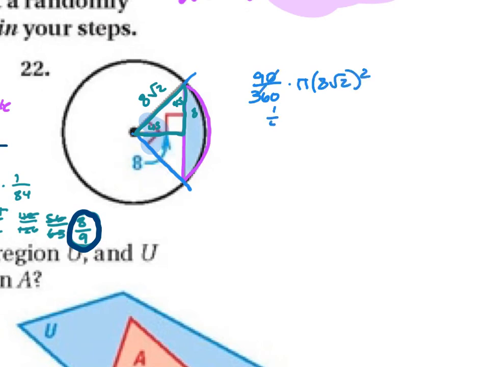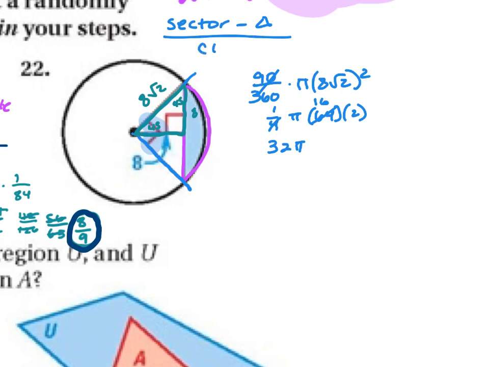So this becomes 1/4 times pi times 64 times 2. 4 goes into 64 16 times, so this is 32 pi. That's the area of the sector there. And then I have to subtract from that. So I'm doing the sector minus the triangle over the area of the whole circle. So this is the sector. Now I have to do the triangle.